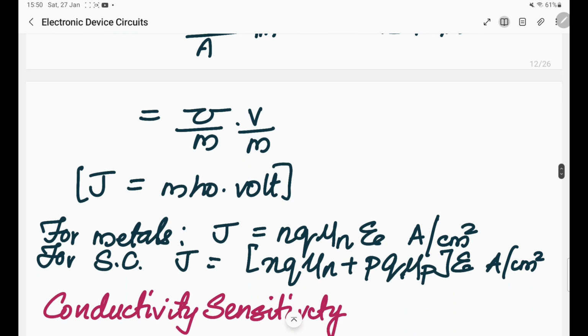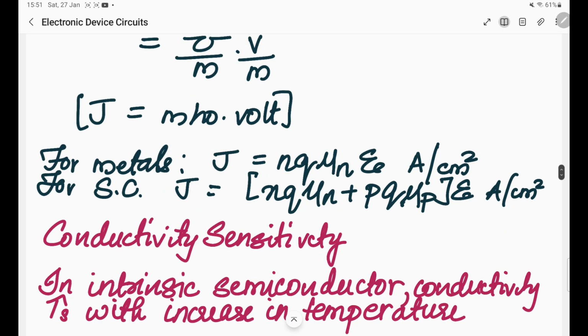Sigma, you already know, is N into Q into mu, and epsilon. So for metals, it is just by one carrier type. You can see current density is only by the electrons, so N into Q into mu into epsilon. But in case of a semiconductor, it is N into Q into mu n plus P into Q into mu P, the whole bracket into epsilon, ampere per meter square.